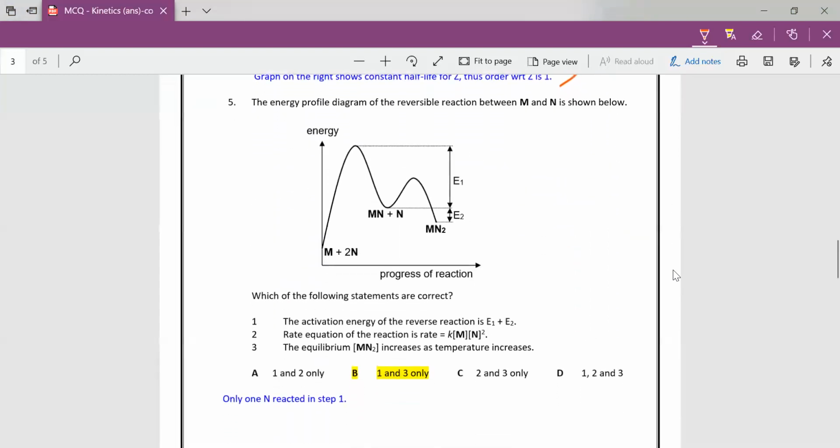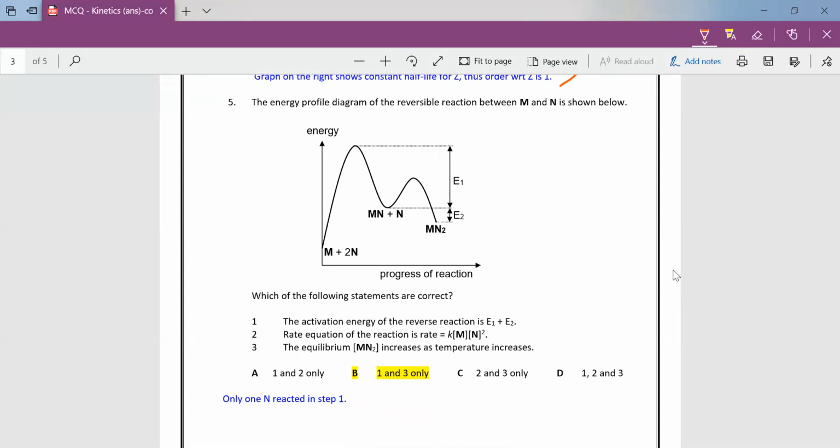Okay, so let's look at question 5. We have an energy profile diagram of a reversible reaction between M and N. Which of the following statements are correct? Activation energy is E1 plus E2. That is fine.